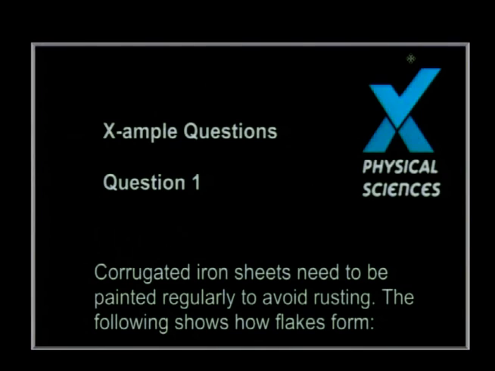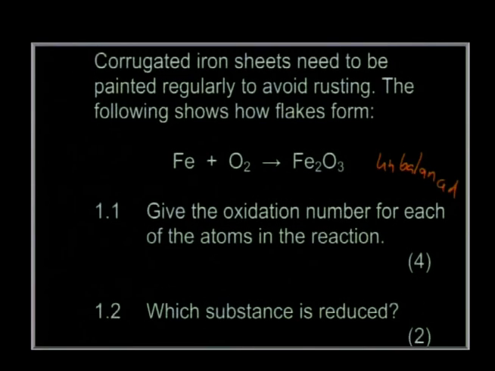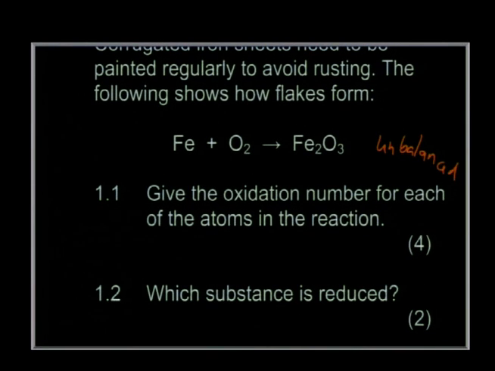Let's go to those example questions right now. Corrugated iron sheets need to be painted regularly to avoid rusting. The following shows how flakes form. So we've got Fe plus O2 to give you Fe2O3. This is not balanced, it's unbalanced. It now asks the following questions. Give the oxidation number for each of the atoms in the reaction.